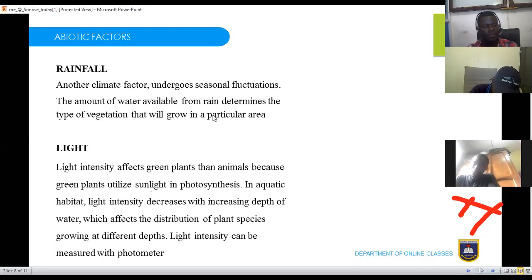All right. Then of course, the plants and animals that survive in the deserts are different from those plants and animals that are in the savannas. All right. Okay. Then let's look at the abiotic factor, light.